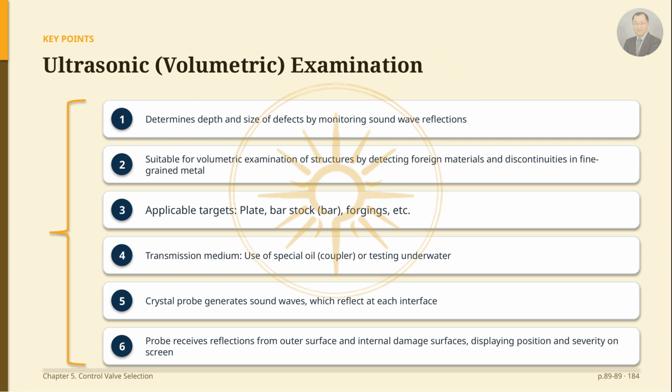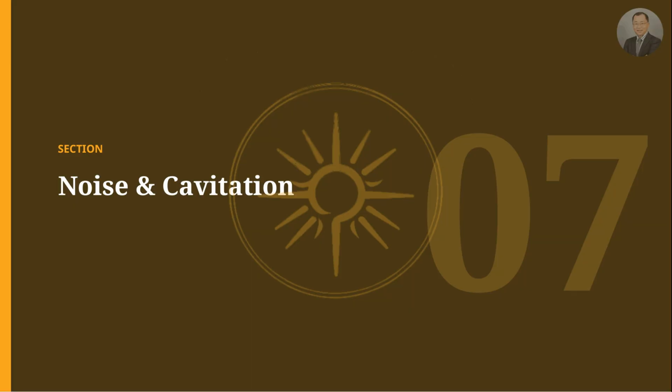The test is normally conducted using a special oil called a coupler or underwater to ensure efficient transmission of sound waves. Sound waves are generated by a crystal probe and are reflected at each interface in the piece, specifically, at the outer face of the piece and at each face of any damaged or malformed internal portion. These reflected signals are received by the crystal probe and displayed on a screen to reveal the location and severity of the defect. Next, we turn to noise and cavitation.